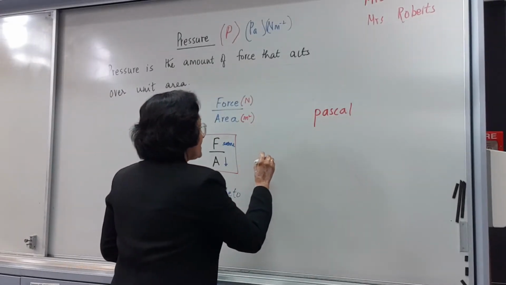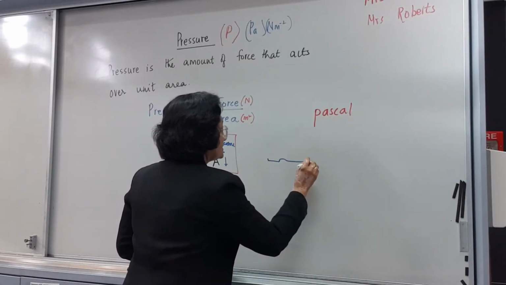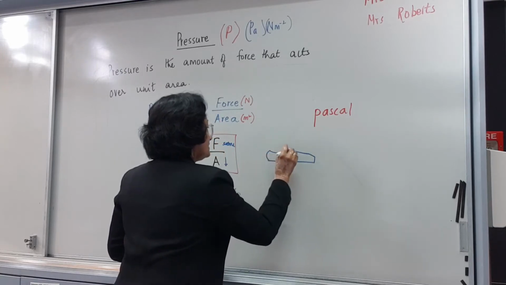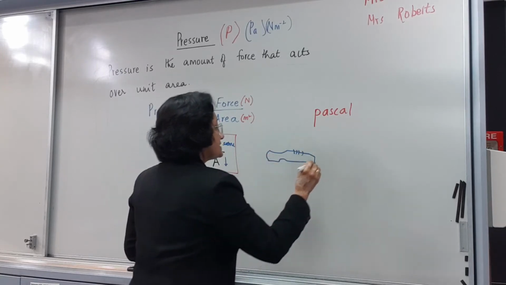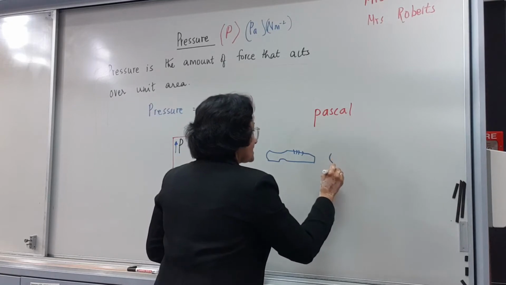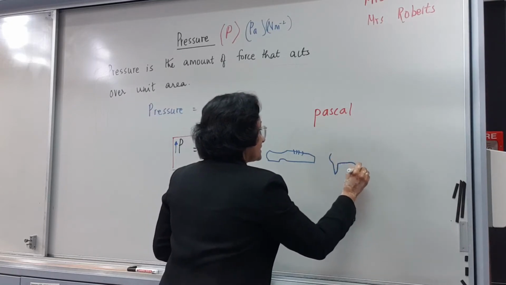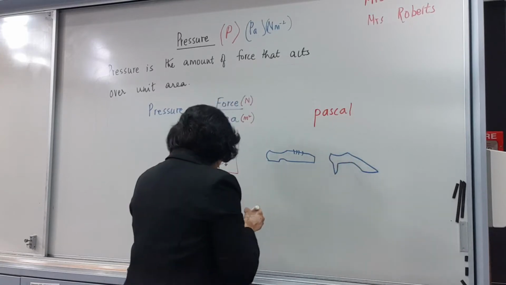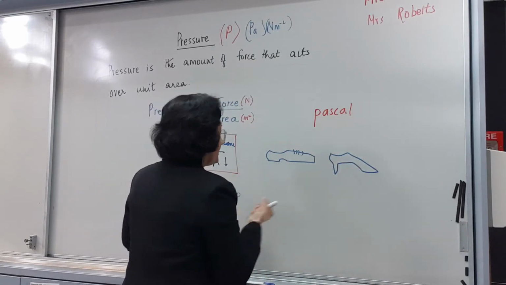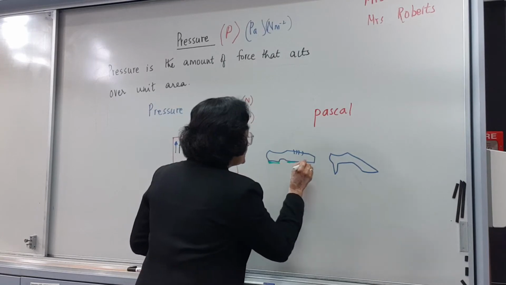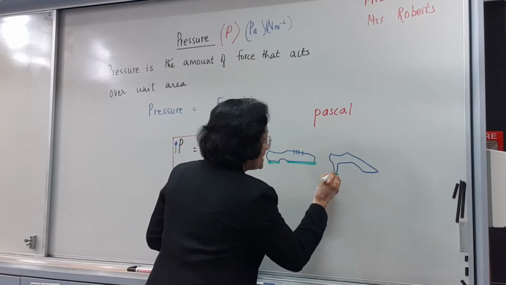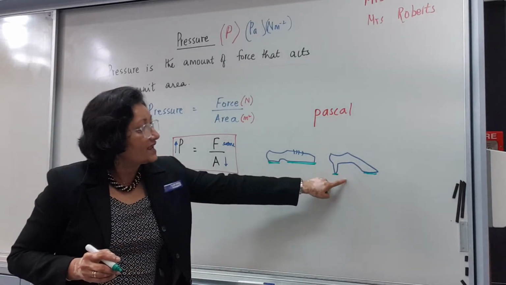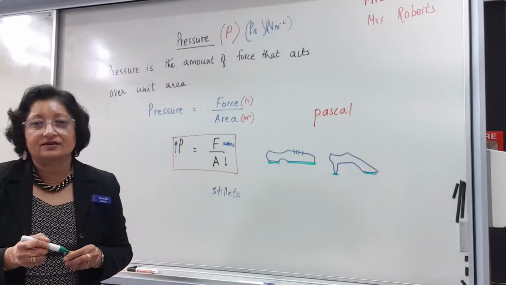So these are your flat-soled shoes, and these are your stilettos. So the area in contact for the flat-soled shoes is all this and all that. For the stilettos it's just this little point and a little bit there. So when the area is less, the pressure increases.